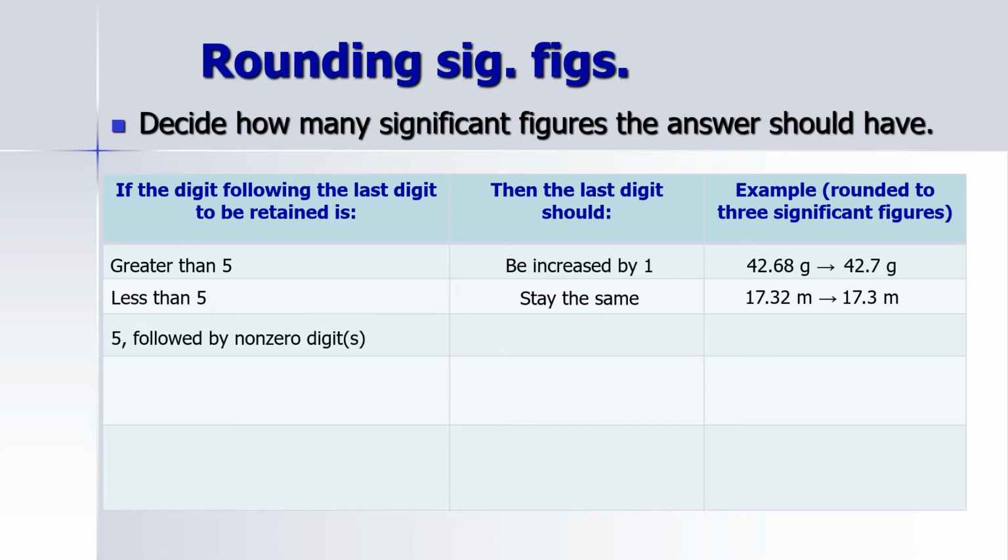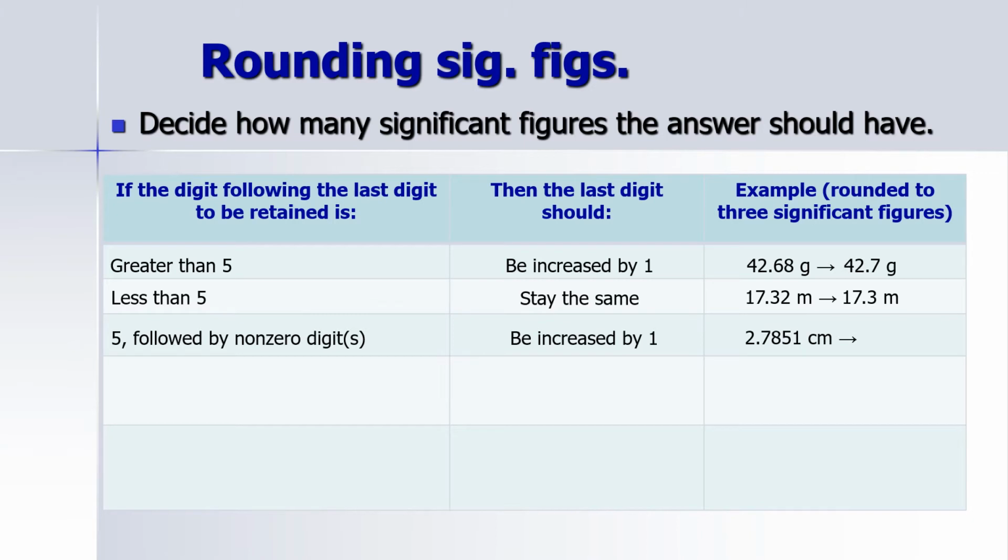However, the problem comes when we have a 5. So not a number greater than that, not a number less than that. If we get exactly 5, there are 3 different things that we want to look at. The first thing that we check is if we have any non-zero digit after that 5. Let's say we have a 5-1 or a 5-2 or a 5-3, anything like that, not a 5-0. Then we can go ahead and increase our last number by 1.